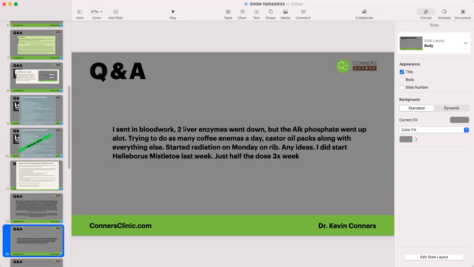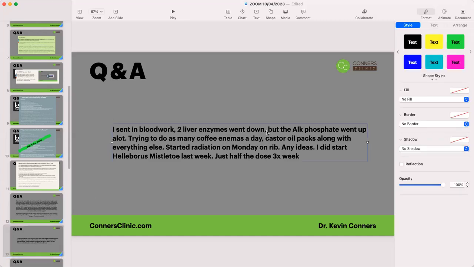I said I did blood work, two liver enzymes went down. So that's a good sign. But the alkaline phosphatase went up a lot. So let's think about that a little bit. Elevated liver enzymes almost invariably speak to damage to the liver via toxin exposure or metastasis to the liver.